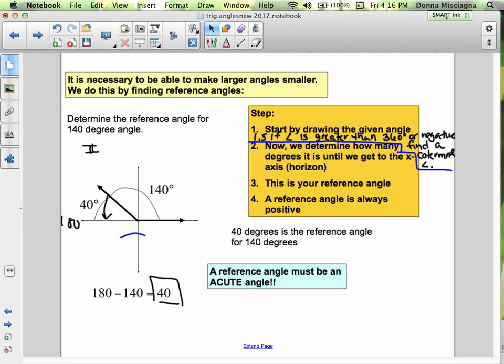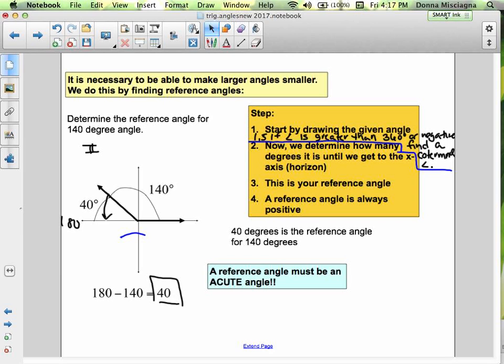The x-axis, remember, if I go from the positive x-axis to the negative x-axis, I've gone 180 degrees. So that means the distance I have to travel to go from that principal angle to the x-axis, how far do I have to turn? I have to turn 40 degrees. So if I take 180 and I subtract, that's where I need to get to.